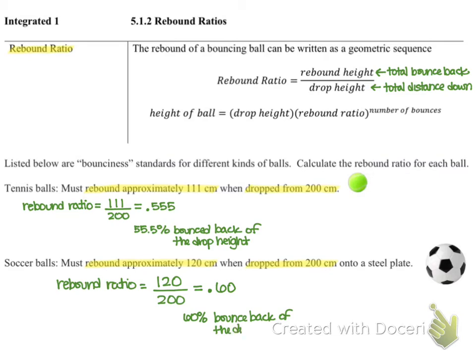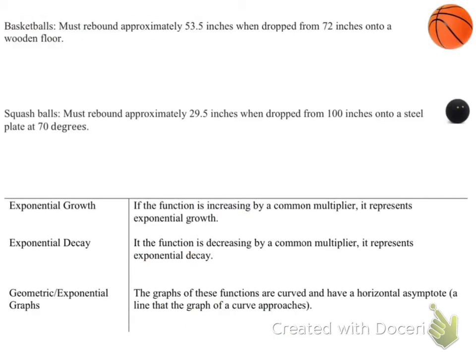So at this point, if we compare these two, the 60% for the soccer ball is larger than the 55.5% for the tennis ball. So we would say that a soccer ball has more bounce to it than a tennis ball does. All right, we've got a couple more.